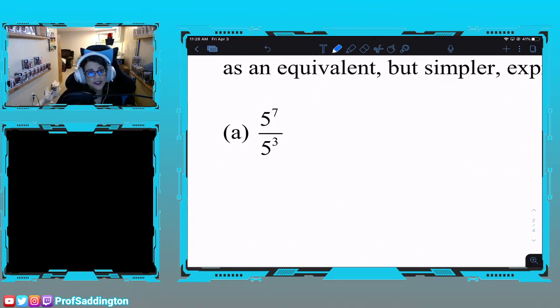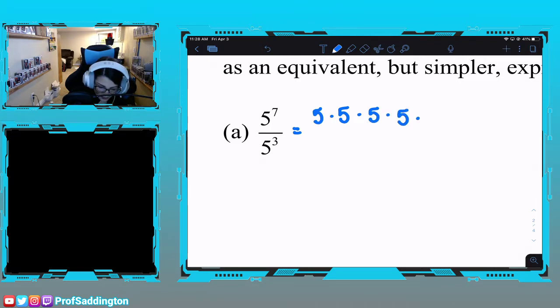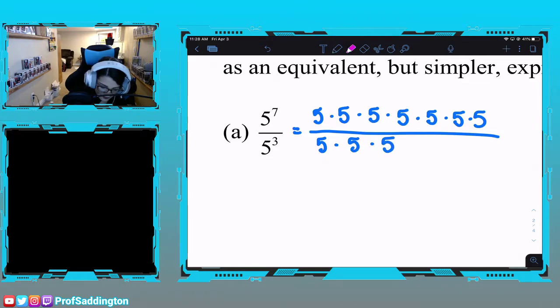Example A is just dealing with a regular base of 5. So if I was to expand this out, 5 to the 7th, that means I have 7 of them. So 1, 2, 3, 4, 5, 6, 7. All over 5 cubed would be 3 of them. So 1, 2, 3. And now I'm just going to cross off what's the same on the top and the bottom. So I've got a pair there, a pair there, and a pair there. So we see we have 4 of them left, so that's really 5 to the 4th.